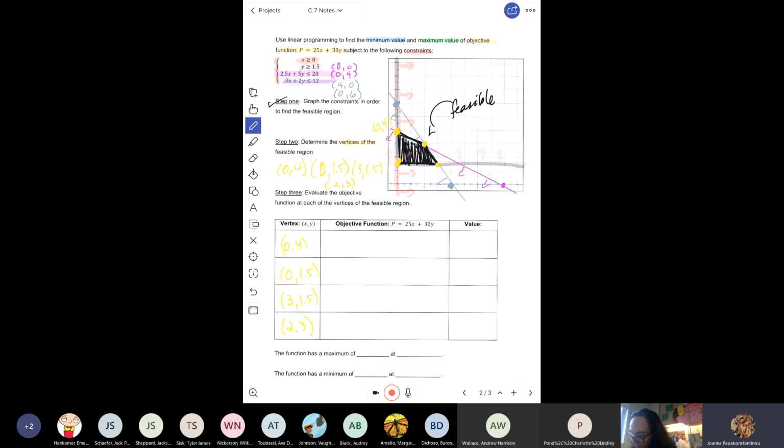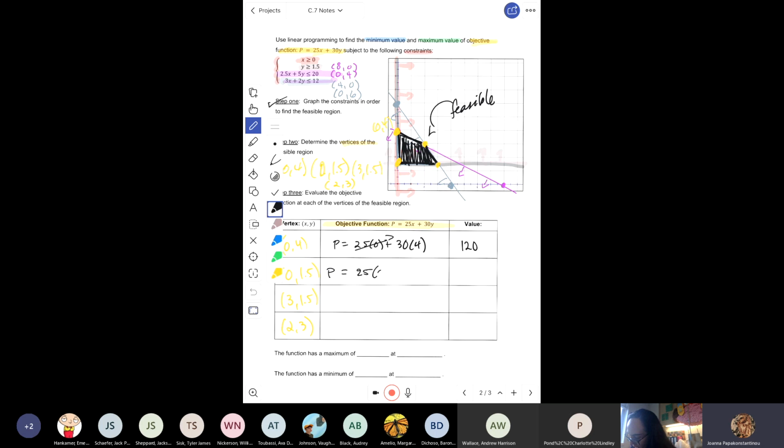Now, I know my objective function, it was given to me. So all I'm going to do is evaluate my objective function at each of these vertices. So if I were to substitute in each of these vertices, I'd get P equals 25 times 0 plus 30 times 4. So this is going to go to 0. So my value of my objective function P is what? 120. Beautiful.